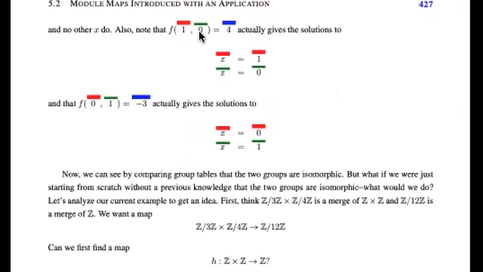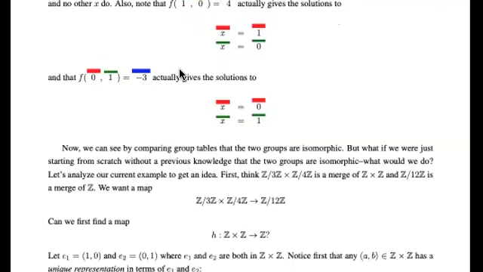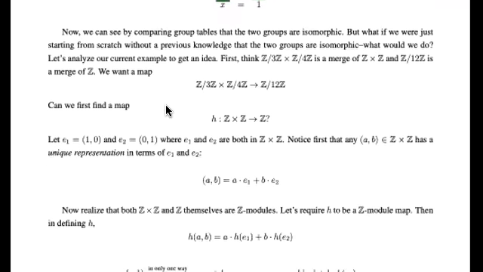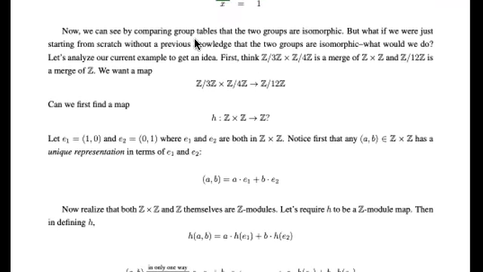All right. So this guy gives a solution to this, and this guy gives a solution to that. We saw that before because here we're going from congruence to solution. We can compare group tables to see that they're isomorphic, but what if we don't want to write out a whole group table? Is there a rule or something we can use to see how things are isomorphic and how that works?